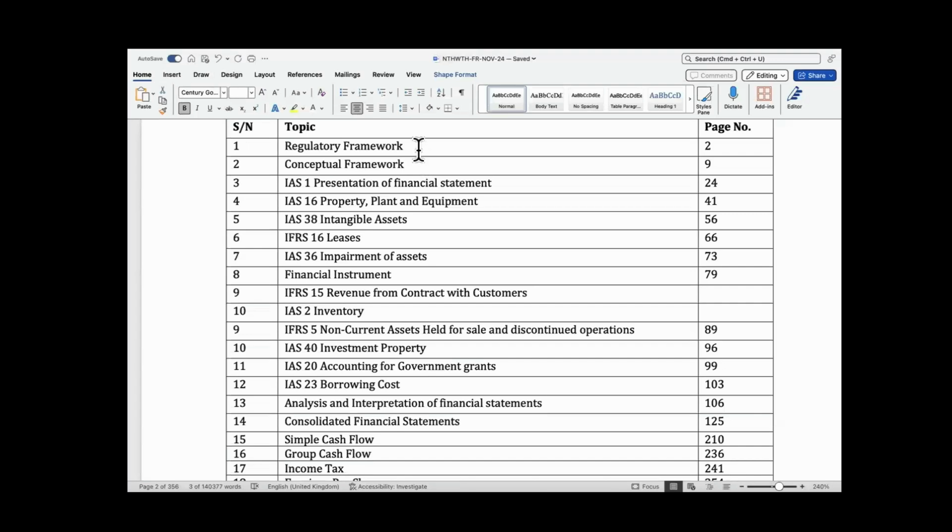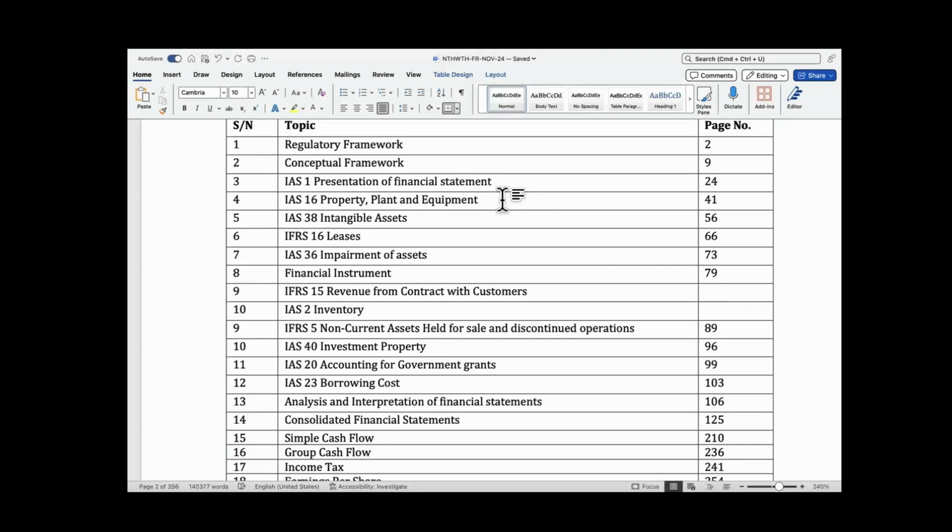And so today, I will be looking at the regulatory framework. Then we'll look at the conceptual framework. Then we'll move to IAS 1 on presentation of financial statements. This probably I will start teaching you next week. Then we move to IAS 16 on PPE. Then IAS 38 on intangible assets. Then we'll move to IFRS 16 on leases. Then IAS 36 on impairment of assets.